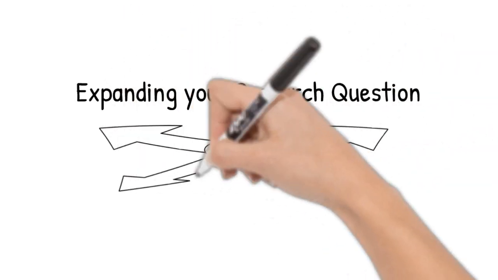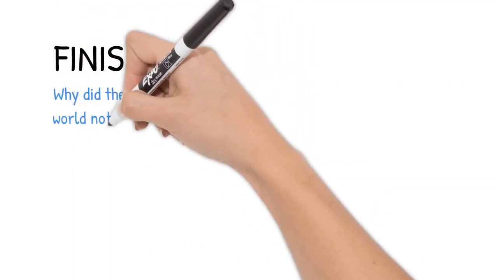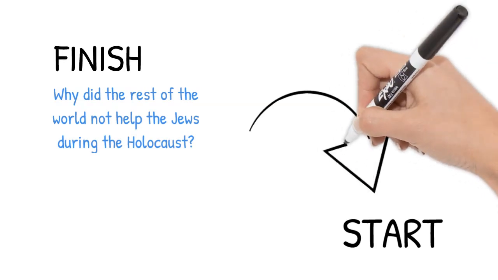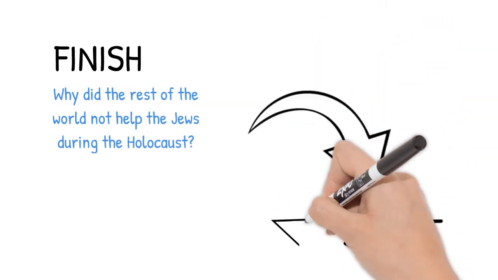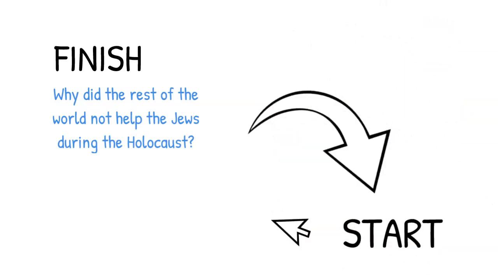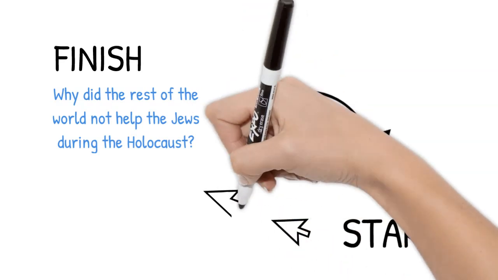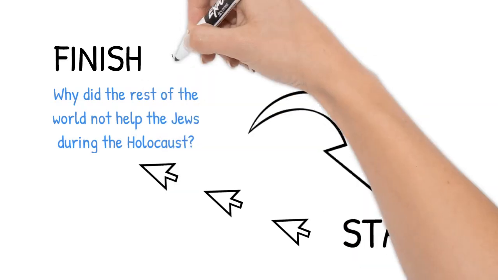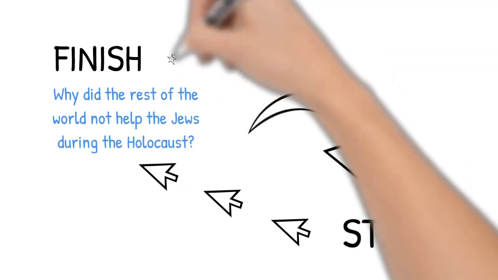Today we're going to talk about expanding your research question. So when you start doing your research, you have your research question. And when you want to expand it, you really need to work backwards. Think about where you want to end up and figure out a way to get there. So what we're going to do is start with a research question that isn't being used during this project, but that we can expand.